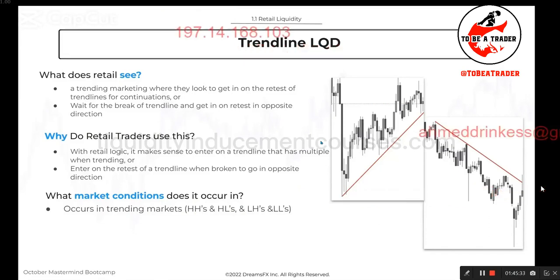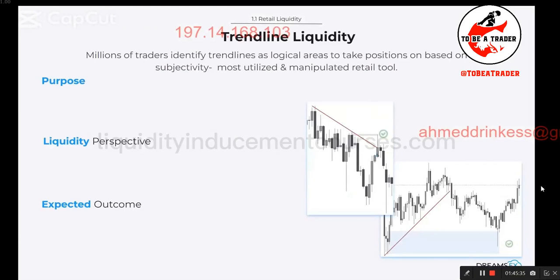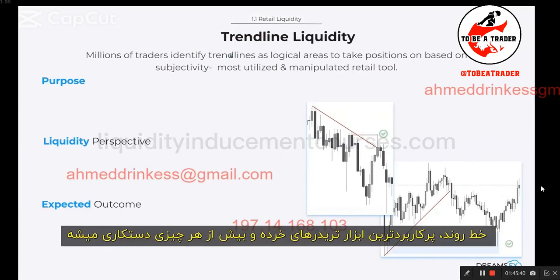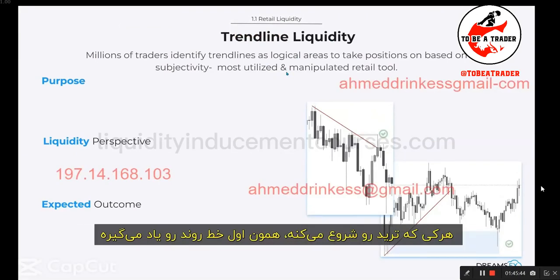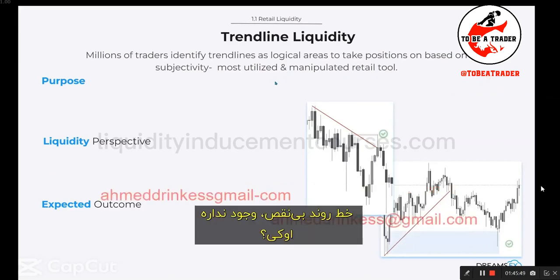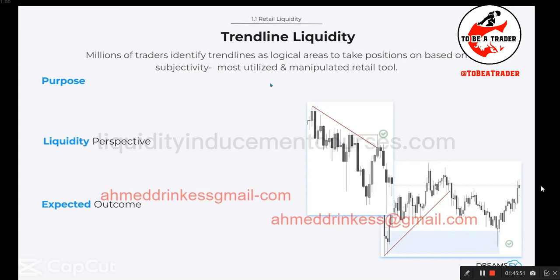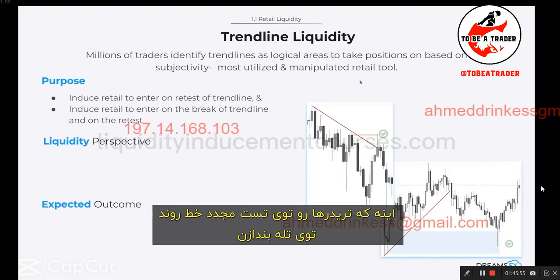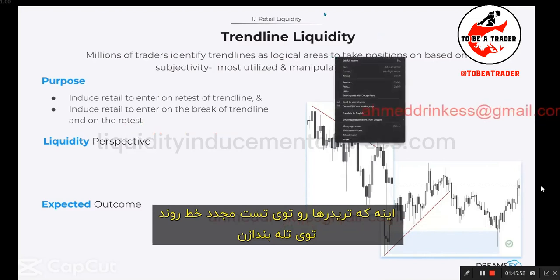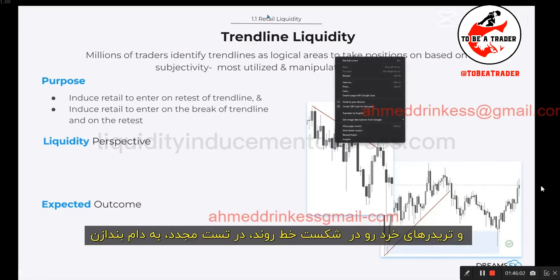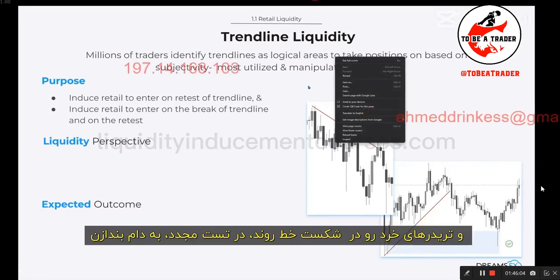Boom. So now, millions of traders identify trend lines as logical areas. It's the most utilized and manipulated retail tool. Everyone learns about it when they first start trading, right? How do you draw a perfect trend line? The perfect trend line doesn't exist; there's no right way to do it. So the purpose is to trap traders on the retest of the trend line and trap retail traders on the break of the trend line on the retest.